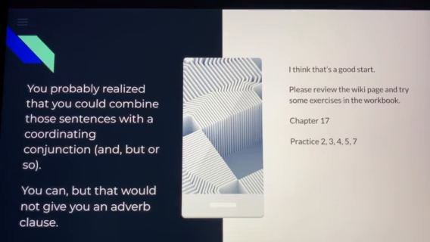Okay. I just talked about that. Right. So I think that's a good start. We're like 10 minutes in here, more than that. Anyway, please review the wiki. The wiki page, there's a lot of information on there. There are exercises on the bottom if you want to practice it. But in terms of your workbook, this is chapter 17 in the workbook. And why don't you do practices 2, 3, 4, 5, and 7. I think that's a good start, and I think that will keep us busy for the next week.